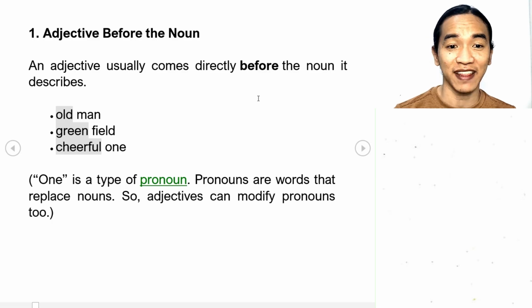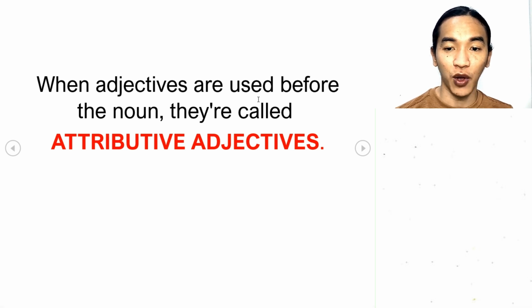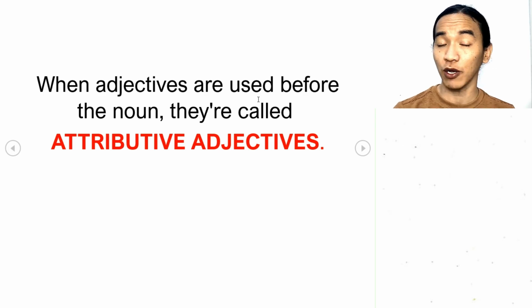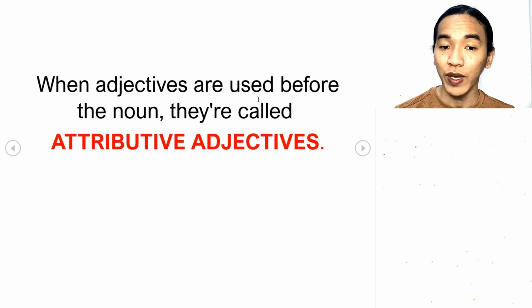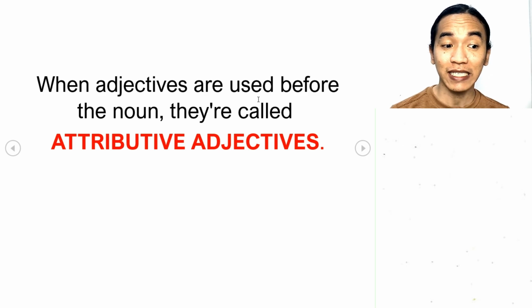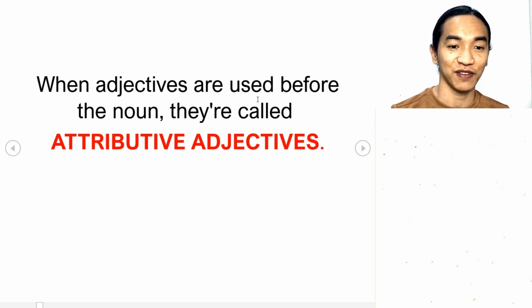All right, now when adjectives are used before the noun, they are called attributive adjectives. So please remember that if the adjective is before the noun, we call it attributive adjective. Okay, please pay attention to the terms attributive adjective.